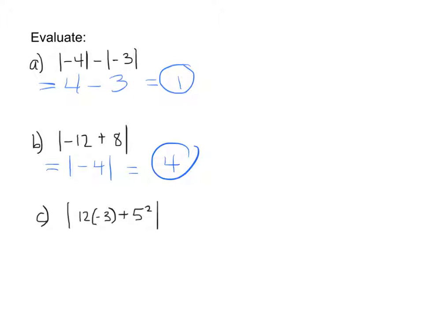And the same thing with the last one. Do the stuff that's inside the absolute value sign first. 12 times negative 3 is negative 36. 5 squared is 25. This becomes the absolute value of negative 11. And that equals 11.